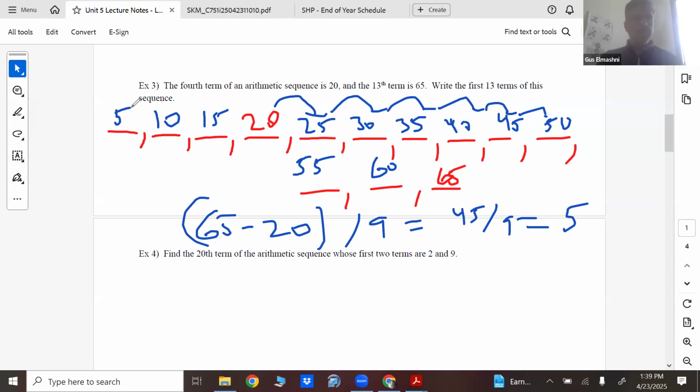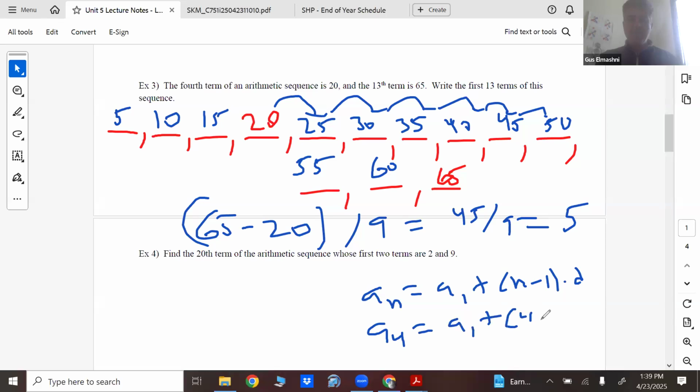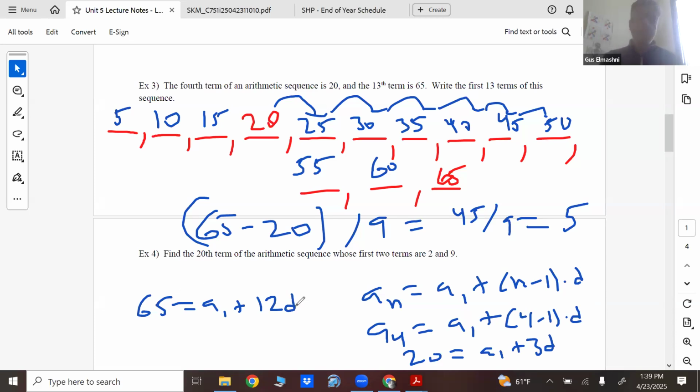How would you use the formula? If you want to be incredibly formulaic about it, you would say an equals a1 plus n minus 1 times d. So what a student could do is say, well, I know a4 is 20. So then you have 20 equals a1 plus 3d. And then you have 65 equals a1 plus 12d, I think. And then you substitute them afterwards.